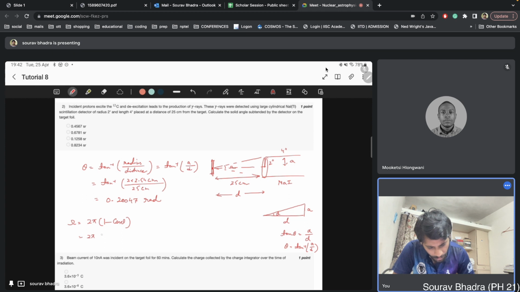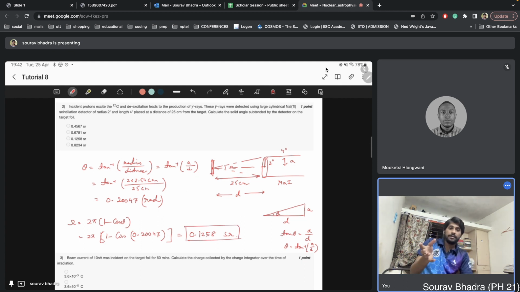So 2 pi (1 minus cos theta), that means 1 minus cos of 0.20047, and remember it is in radian, right? If you do it, you will get 0.1258 steradian. This is the answer for the solid angle. So first we calculate the theta, then using the theta and the standard formula 2 pi (1 minus cos theta) for the solid angle of this type of system, which I have shown in the figure, you can calculate the value of solid angle. Okay, 0.1258. So this is the answer.